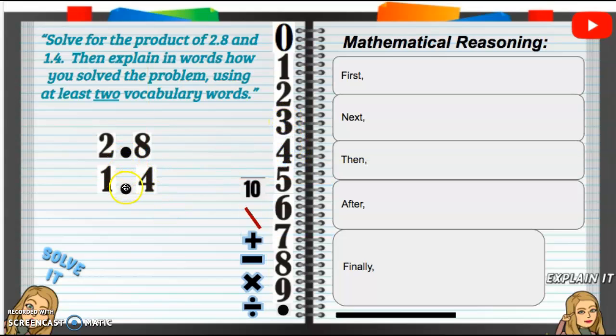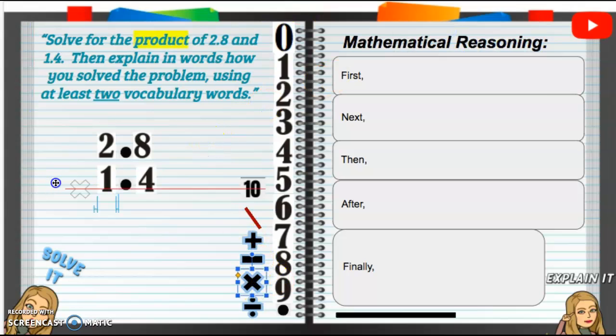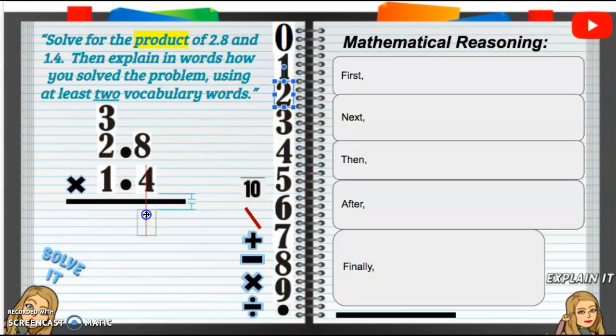All right, so we have 2 8/10 and 1 4/10. We are going to ignore those decimal points for right now, and we are going to solve for the product. But the product means, what are we going to do? Well, the product means we're going to multiply. So we're going to multiply these two numbers. All right, so when we start multiplying, 4 times 8, or 8 times 4, is going to be 32. We are going to carry that 3, drop that 2. 4 times 2 is 8, plus that 3 is going to be 11. So I'm going to put 11. We're going to ignore the decimal points until the end.